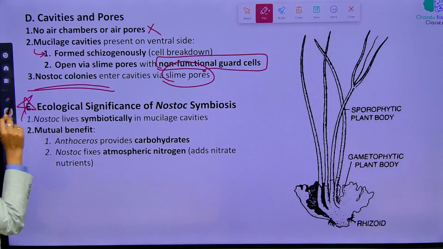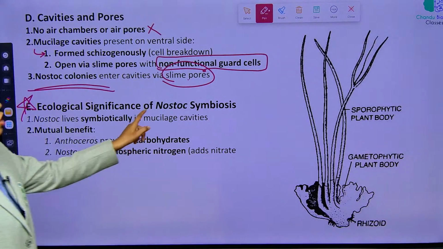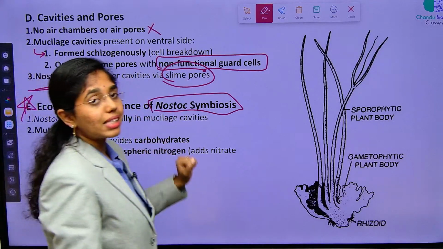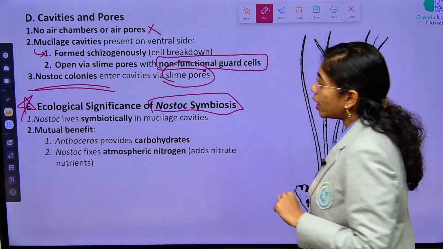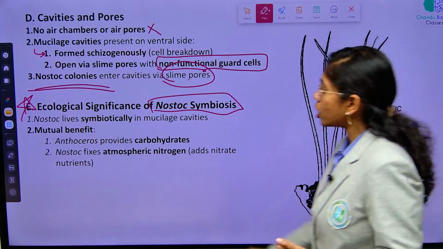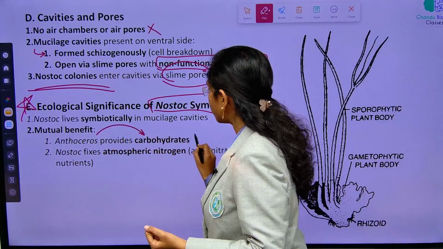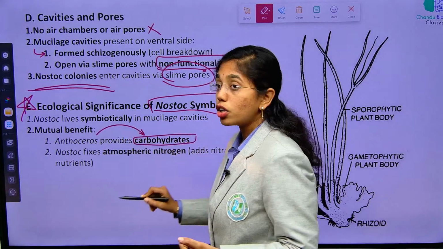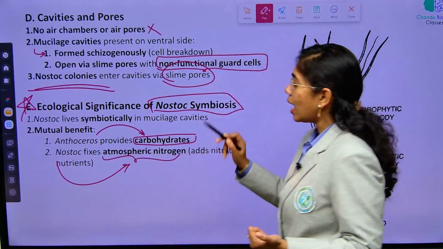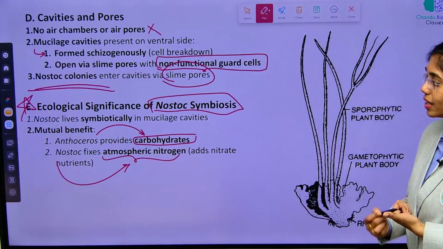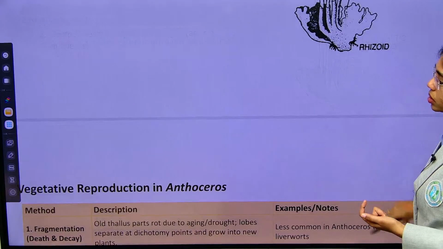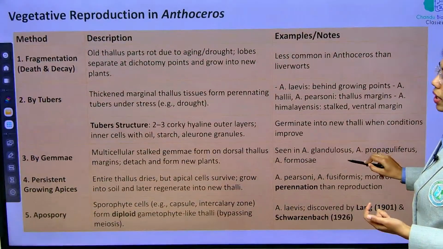What is the ecological significance of Nostoc symbiosis, of symbiotic association with Nostoc? Here we go. With Nostoc, there is a mutual benefit. Anthoceros will provide carbohydrates to Nostoc, and Nostoc will fix atmospheric nitrogen. Fine, right? Anthoceros will provide carbohydrates and Nostoc will fix the atmospheric nitrogen. This is the significance of symbiotic association.